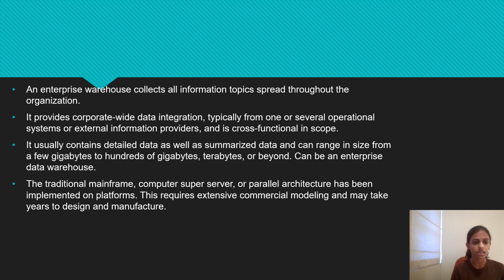It can be implemented on traditional mainframes, computer super servers, or parallel architecture platforms. This requires extensive business modeling and may take years to design and build. So this was all about enterprise warehouse.